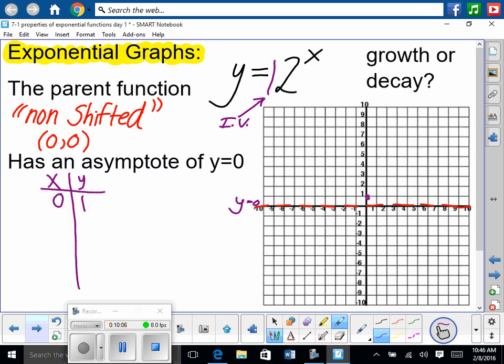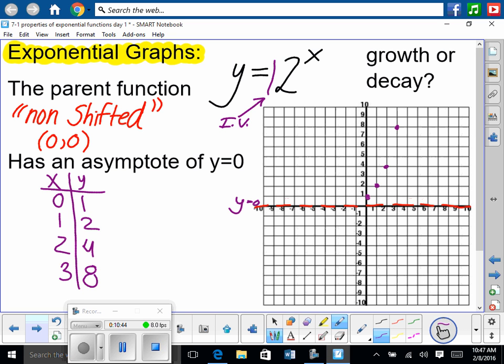So now let's plug in some more values. Let's plug in 1. What's 2 to the first power? 2 to the first power is 2. So we're at 2. So we go over 1, up 2. Okay, now when we plug in 2, 2 to the second power is 4. So we're going over 2, up 4. Let's plug in 3 for kicks and giggles. 2 to the third power is 8. So over 3, up 8.